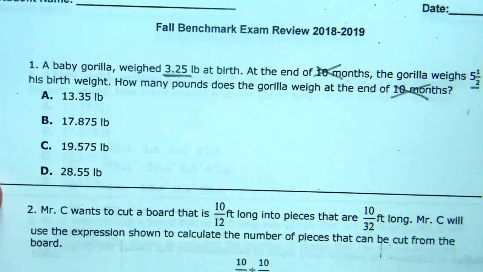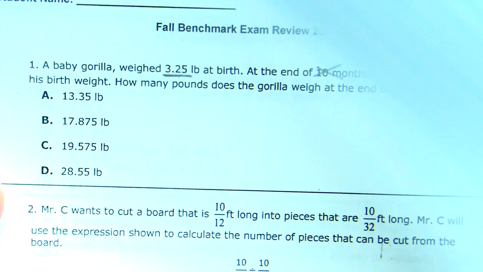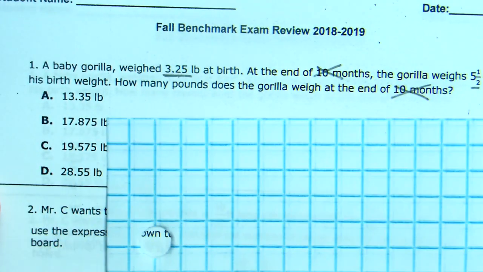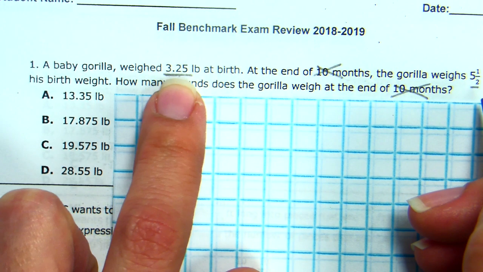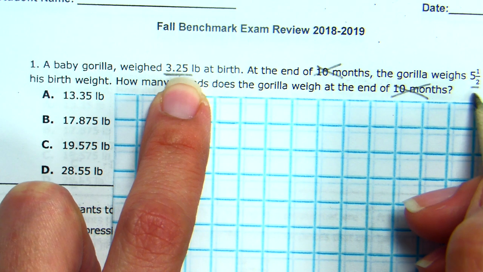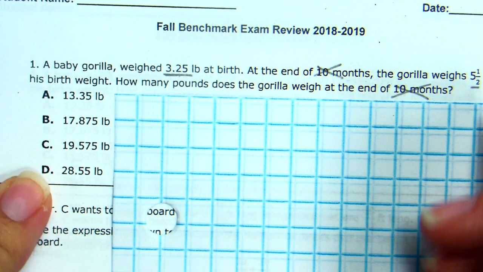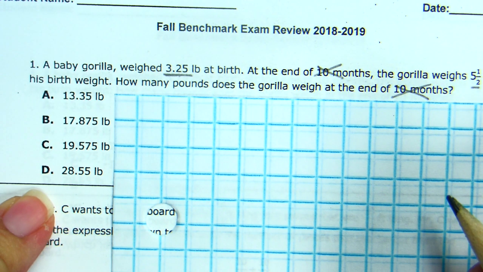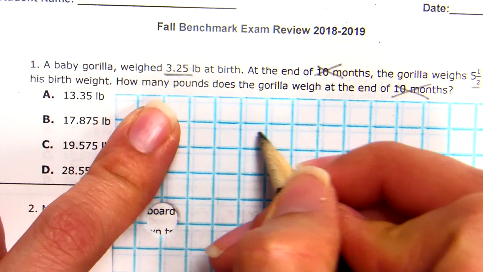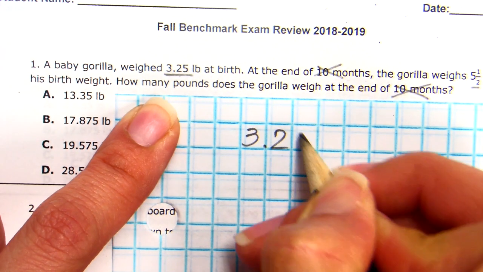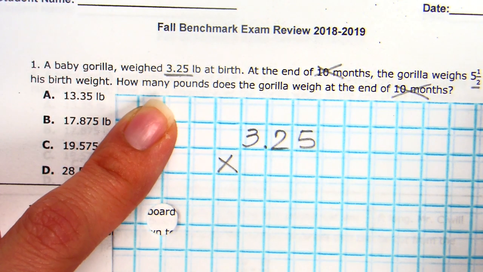Okay? Now, how are you going to set it up? Remember, multiplication has commutative property. That means that you can switch around the terms and you still get the same answer. Look at your numbers. One is a decimal and the other one is a mixed number. See? Look at your answer choices. All of your answer choices are decimals. So turn this fraction into a decimal so you can multiply all the numbers of the same kind. All decimals. So what is 1/2 as a decimal?